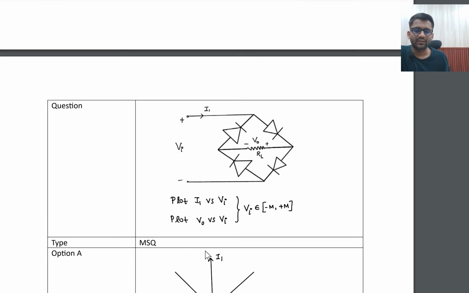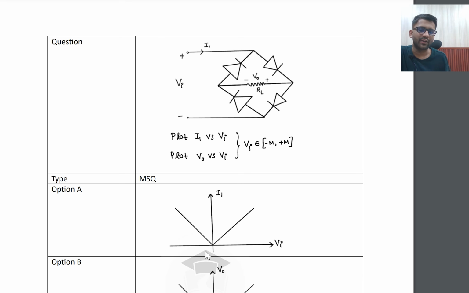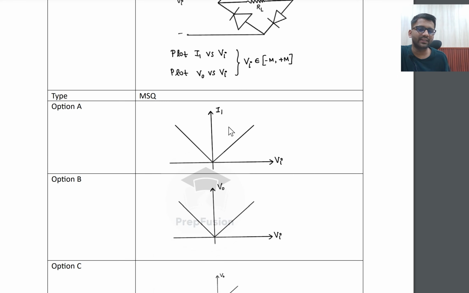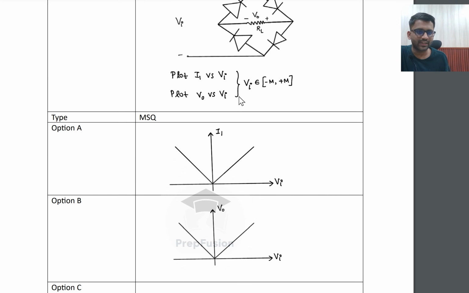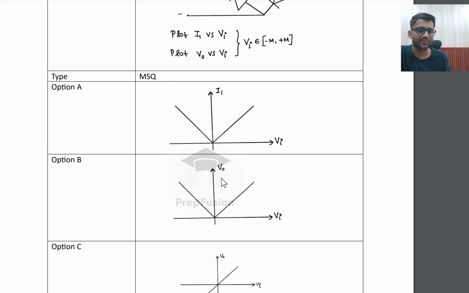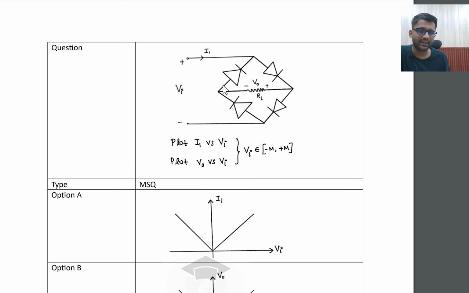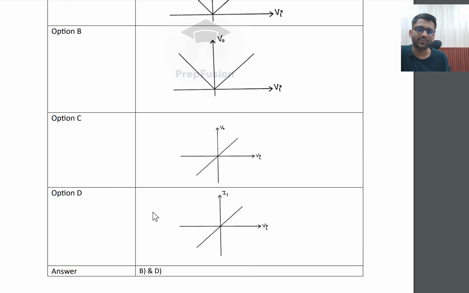Okay. Now coming to this part, you need to plot I1 versus Vi and V0 versus Vi. So people are saying that this was the I1. Look, if the I1 was there in the load, then the problem would have been different. If this is the I1 that you need to calculate, then for V0 versus Vi, this is a simple full bridge rectifier that you know, this will be the answer, option B. But if this is the I input, then the answer would be option D.